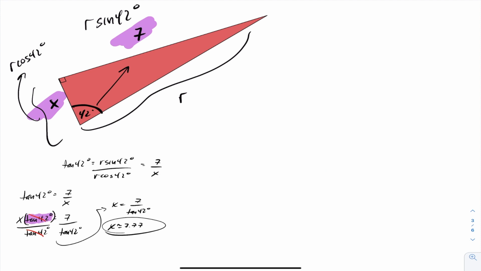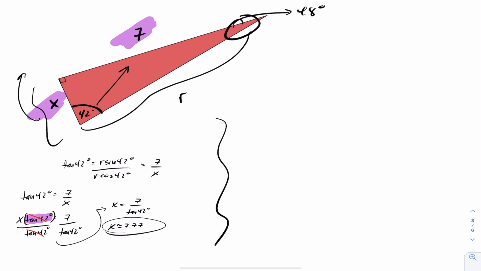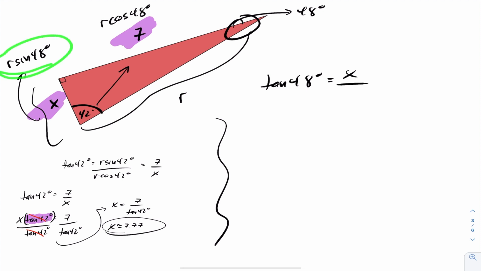Now I want to put that example off to the side. I want to show you guys another way you could have done it. Instead of using the 42 degrees, I could let this measure here be 48 degrees. So therefore, these lengths now will change. By definition, this length will now be r sine of 48 degrees, and this length here will be r cos of 48 degrees. So now, again, I still have to use my tan relation. So in this case here, the tan of 48 is going to be r sine 48, which is x, divided by r cos 48, which is 7.